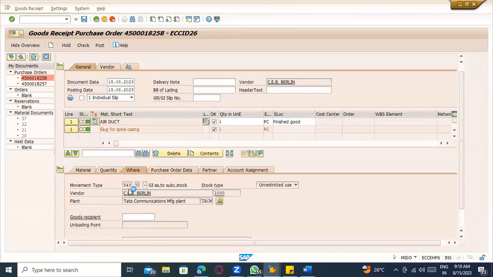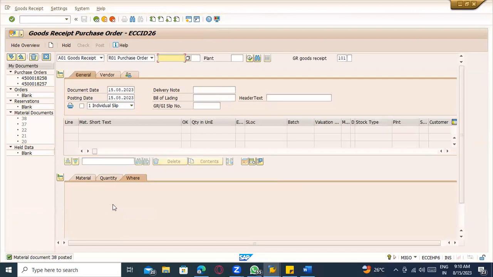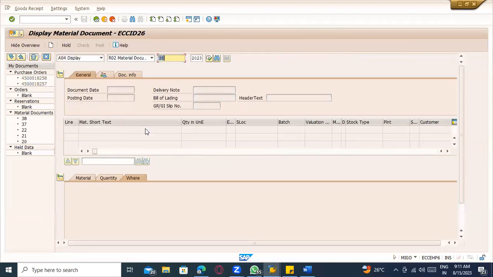Now post. Okay, the document is posted. So that means the component is already consumed, right? Because the production is happening outside of my company, I don't know what production process they are following, so I cannot follow my entire production process. I can say that the components are consumed because I got my FG product, right?